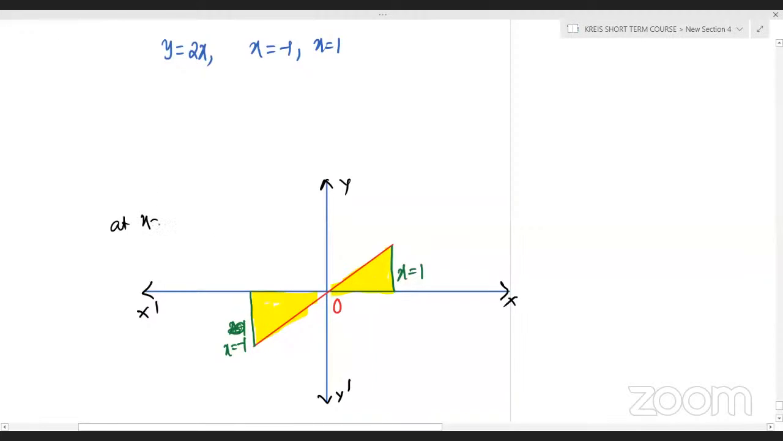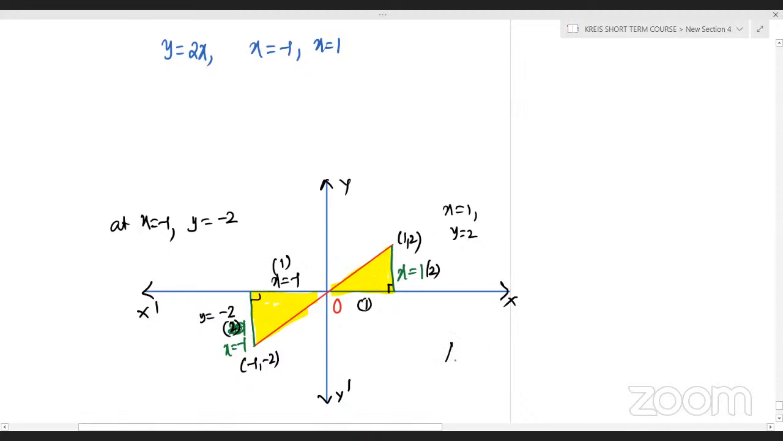So now at x is equal to -1, you are going to get y is equal to -2. So this is x is equal to -1, y is equal to -2. And at x is equal to 1, you get y is equal to 2. So x is equal to 1 and y is equal to 2. This is 1 comma 2. This is -1 comma -2. So this length is 1 unit and this is going to be 2. And here it is 1 and this is going to be 2. You observe both are right angle triangles.